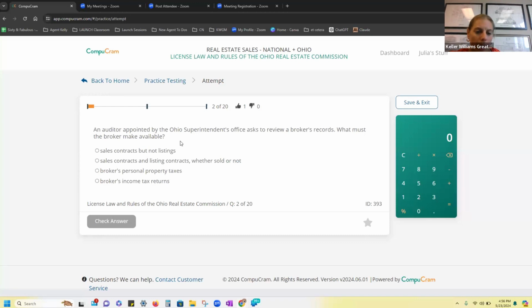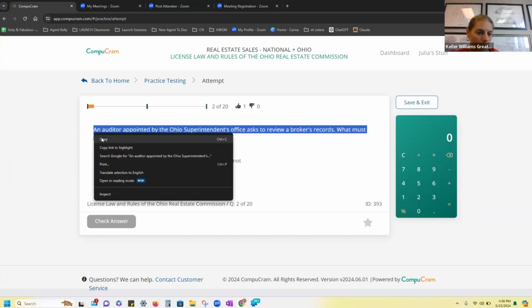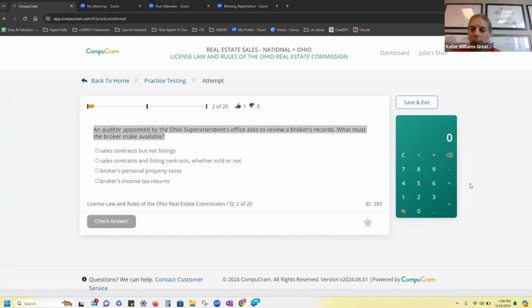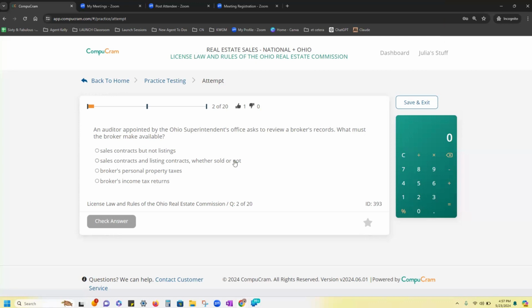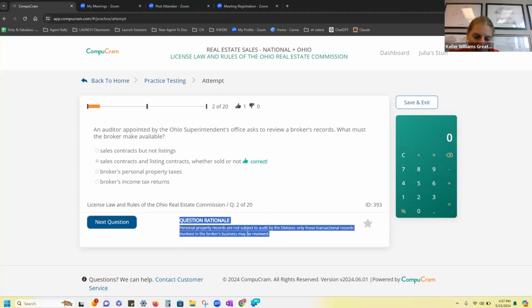An auditor appointed by the Ohio Superintendent's Office asked to review a broker's record. What must the broker make available? Is that A, sales contracts but not listings? B, sales contracts and listing contracts, whether sold or not? C, broker's personal taxes? Or D, broker's income tax returns? Auditor appointed by the Ohio Superintendent. I want to say B. B, yeah. All right, good job. That is correct. It would be B, sales contracts and listing contracts, whether sold or not.